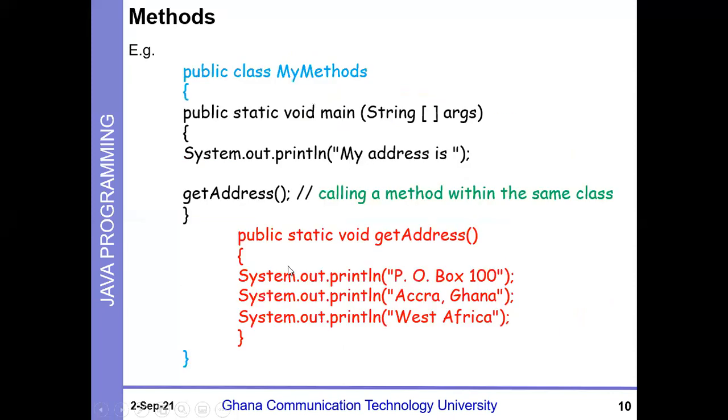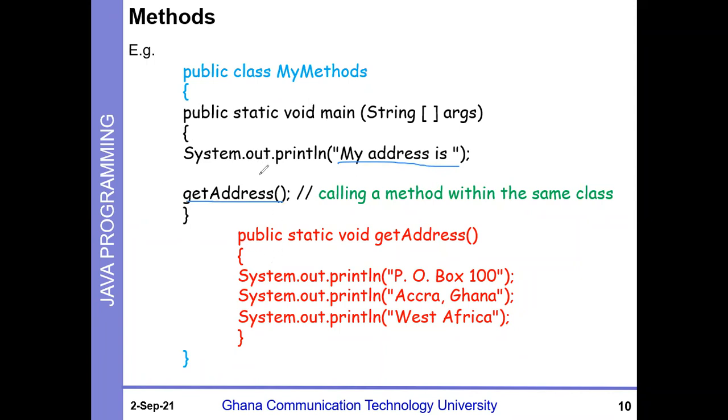So if we look at this simple code, my methods, we have System.out.println, my addresses, and then we say getAddress. So what have we done? We have called the method.